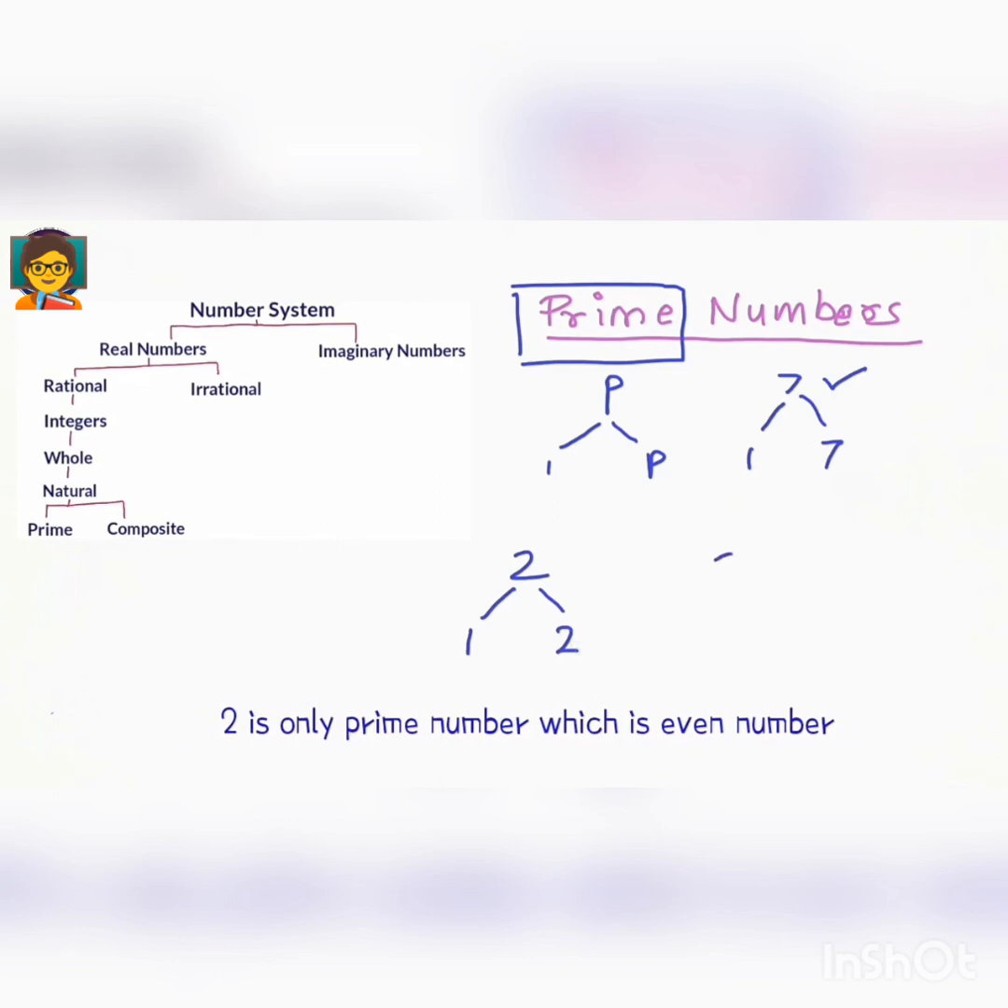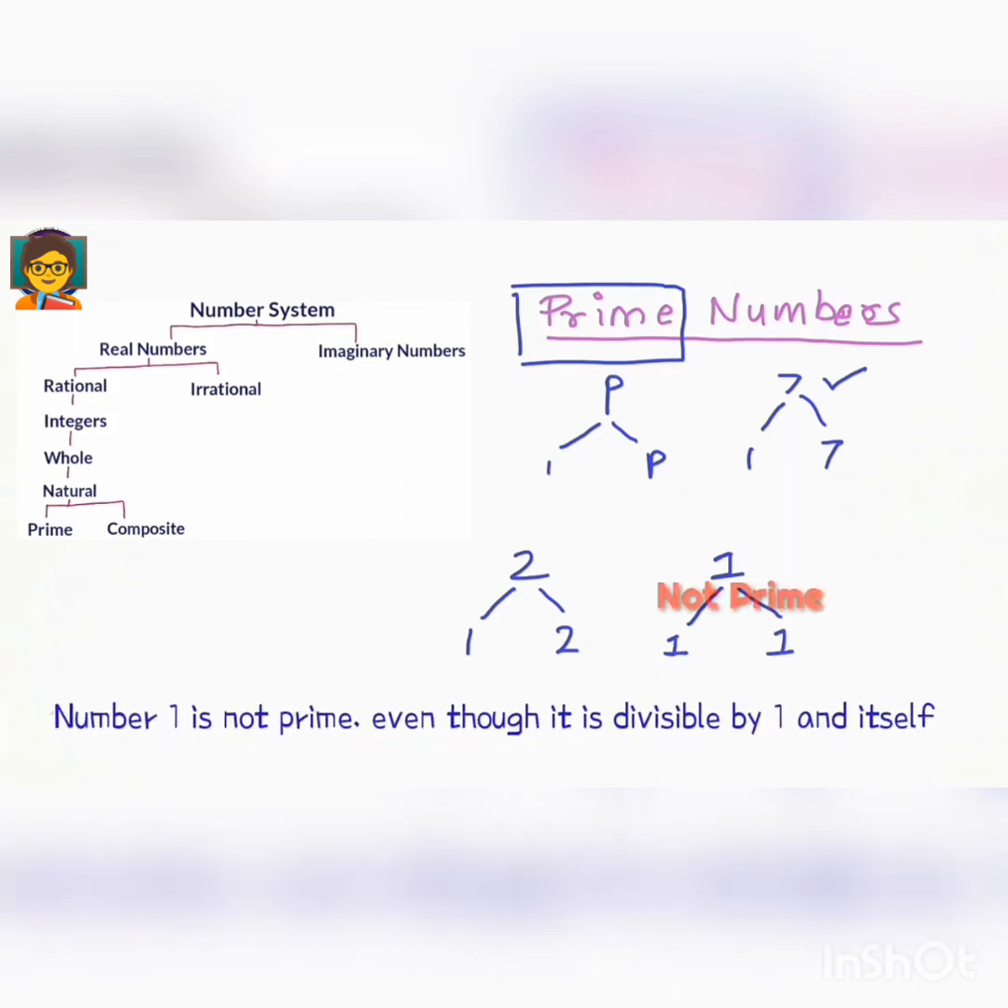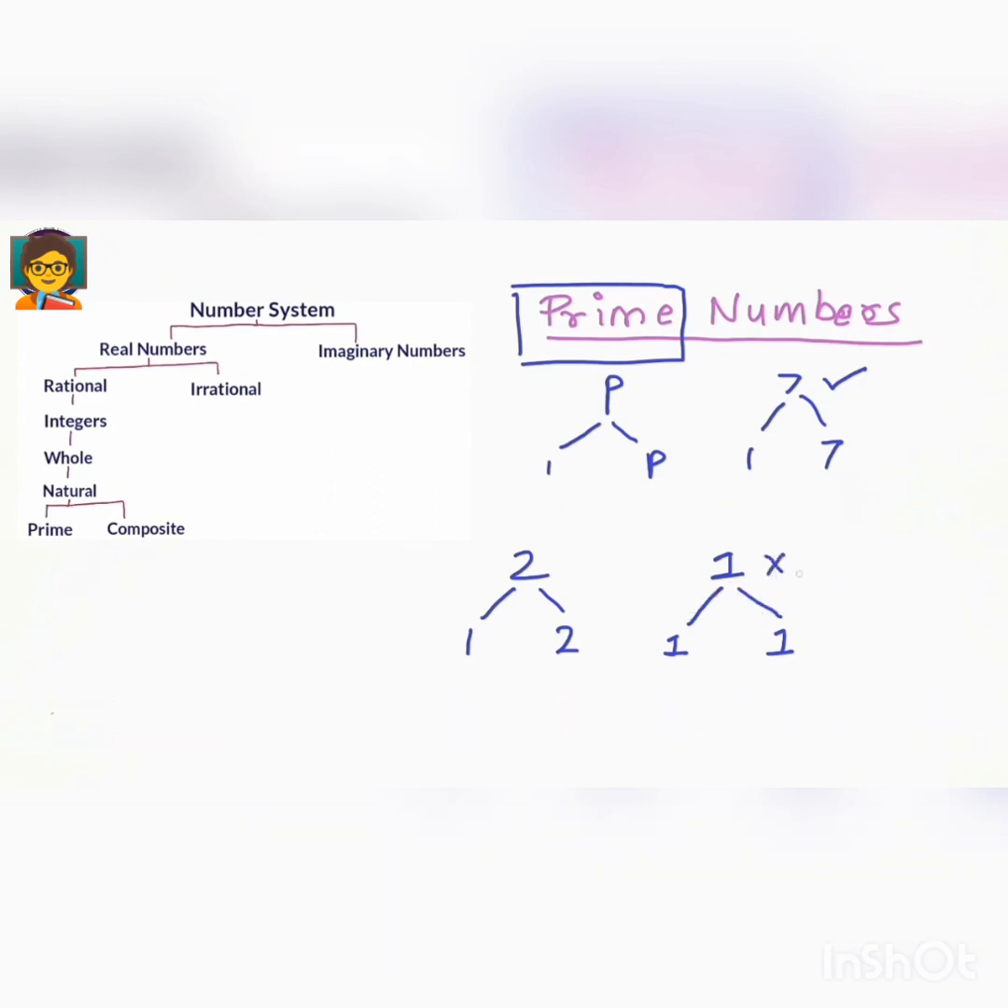Now what about number 1? Number 1, please note down, is not a prime number even though it is divisible by 1 as well as itself, because number 1 has a special treatment which I'm going to explain in a separate video anyway. So you have to remember number 1 is not a prime number.